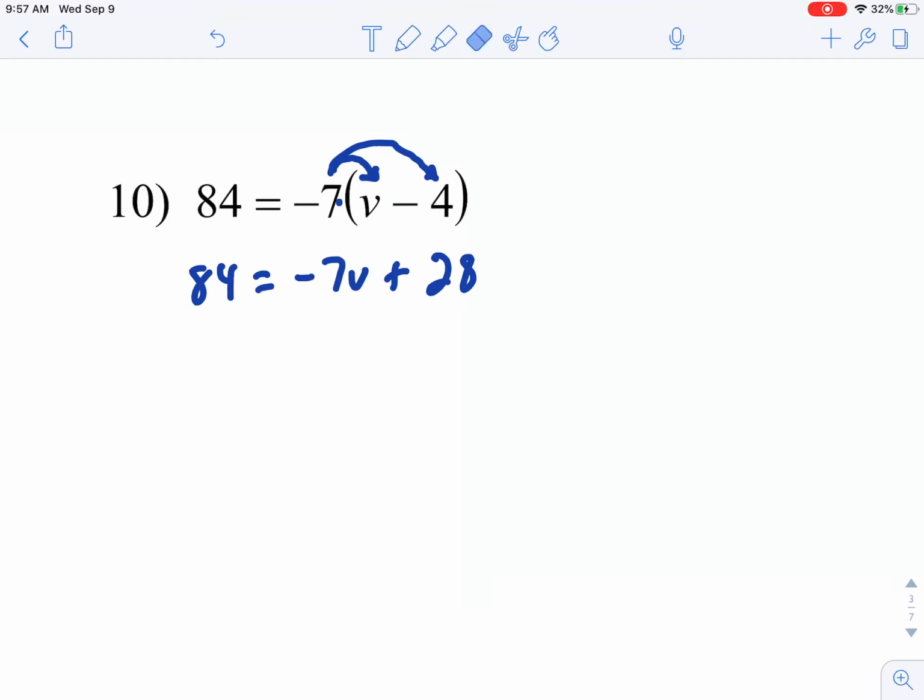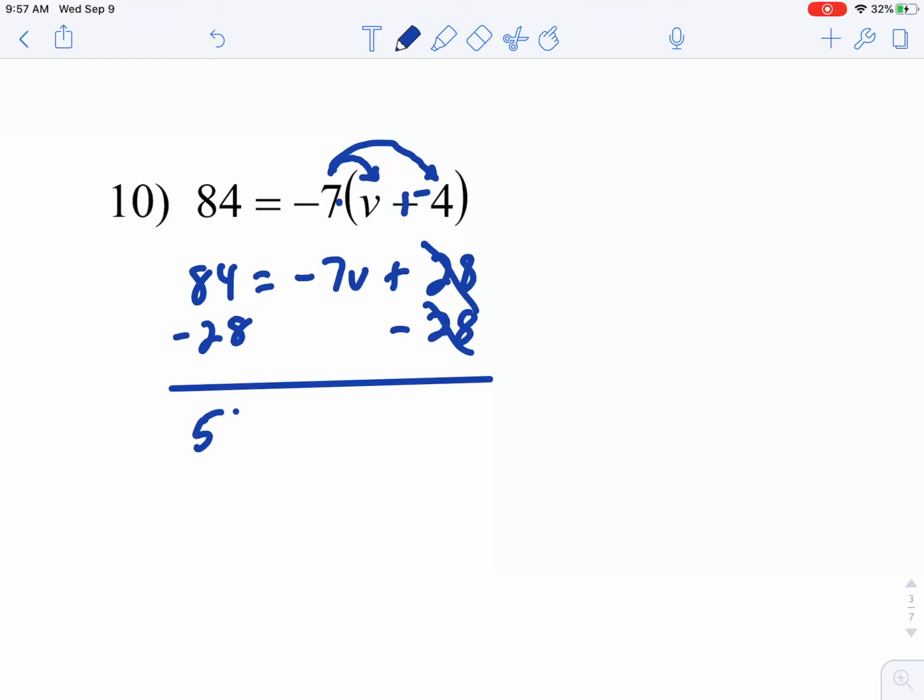It's not technically a negative, it's a subtraction, but you can change it to plus a negative and then it all works out. Now to isolate v, I'm going to subtract 28. Again, review, this should be stuff that's like no problem for you. 84 minus 28 is 56.